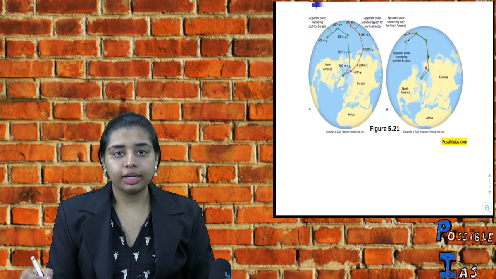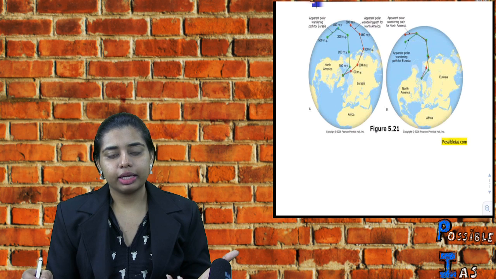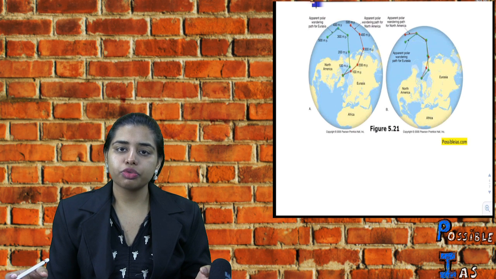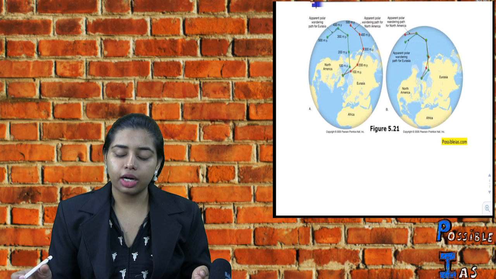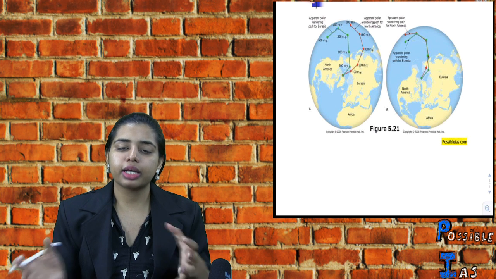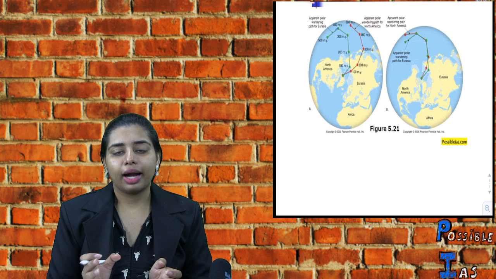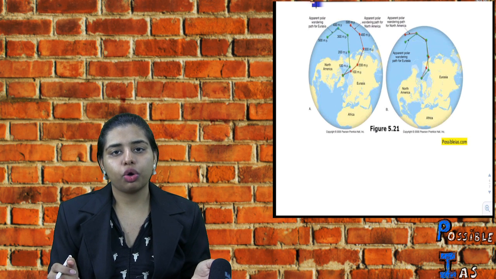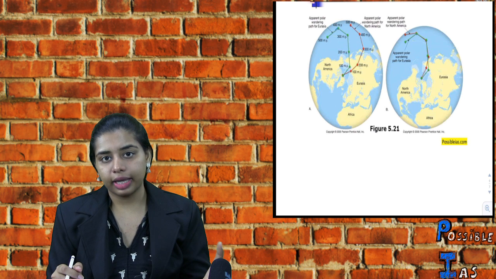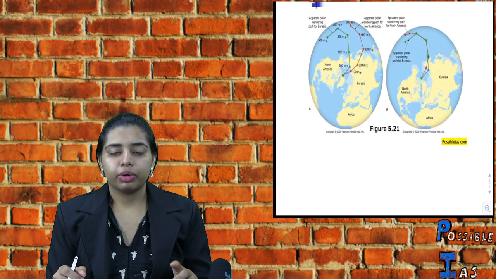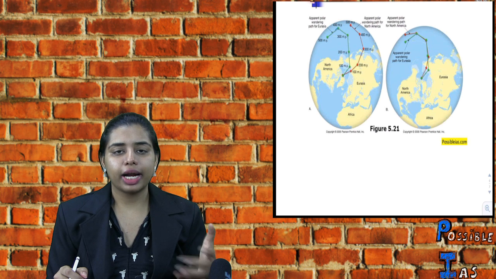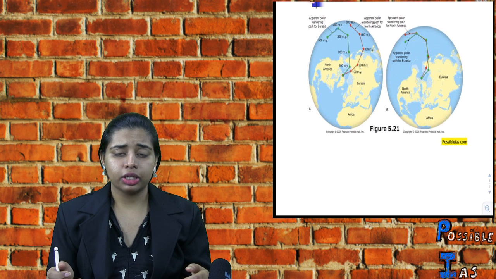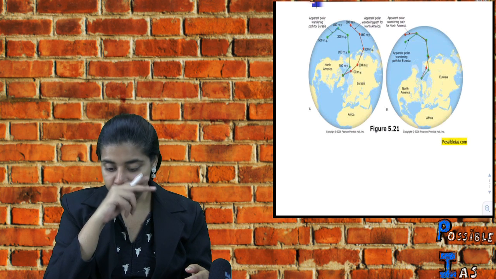So revising it again, what happened in paleomagnetism is that different ferromagnetic minerals, thousands of years ago, after they started cooling from Curie's temperature, retained their old magnetism and were aligned along the geographic north and the geographic south during that period of time. Whatever was the position of geographic north and geographic south during that period, they were aligned according to that.